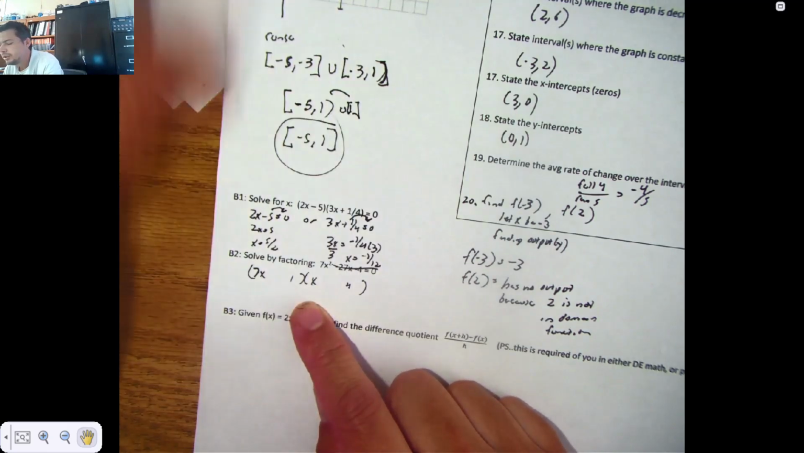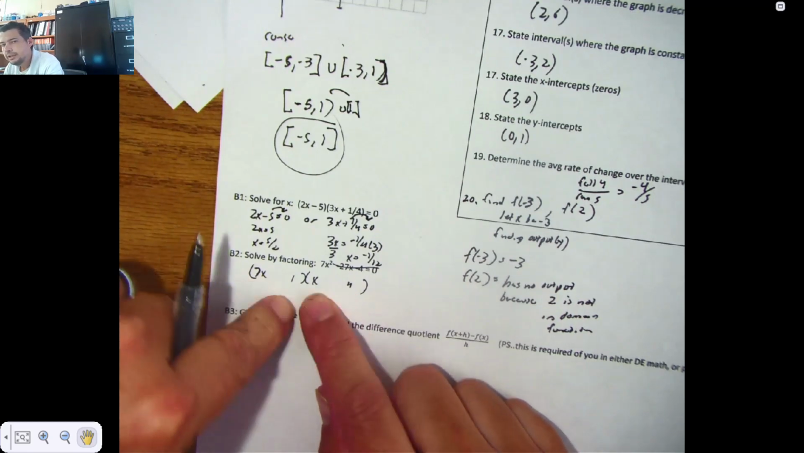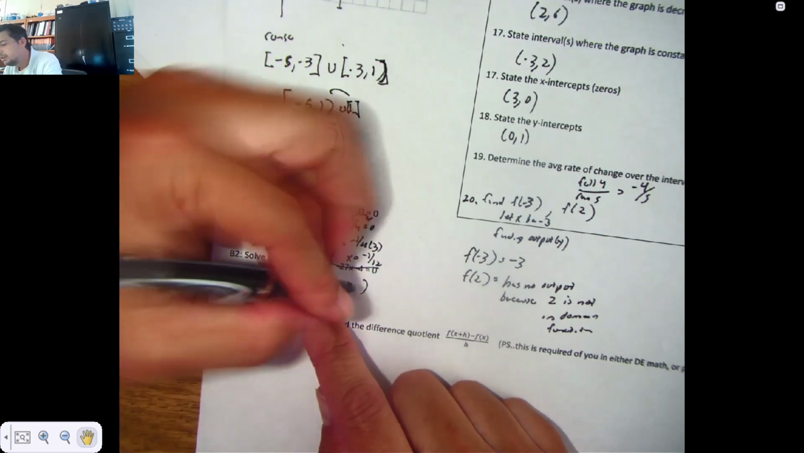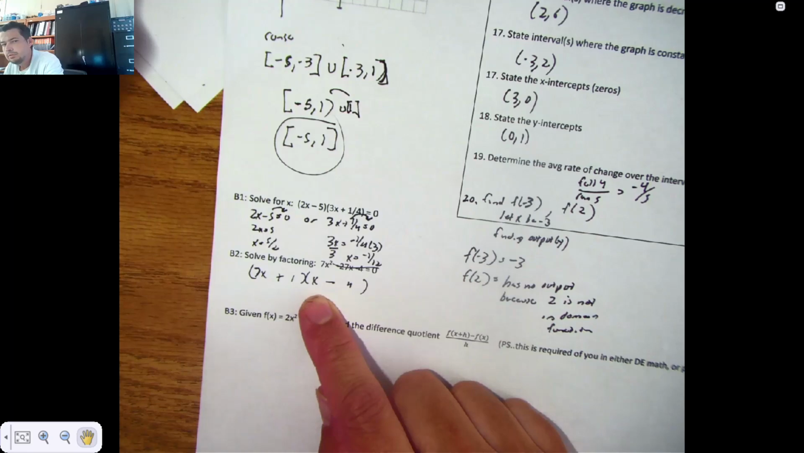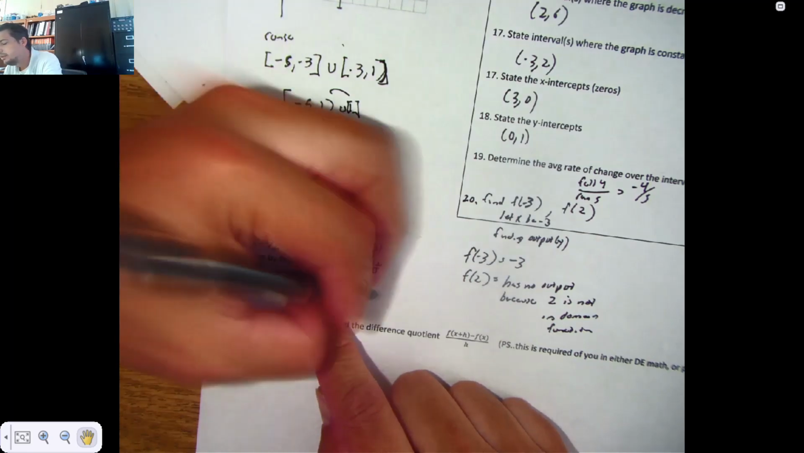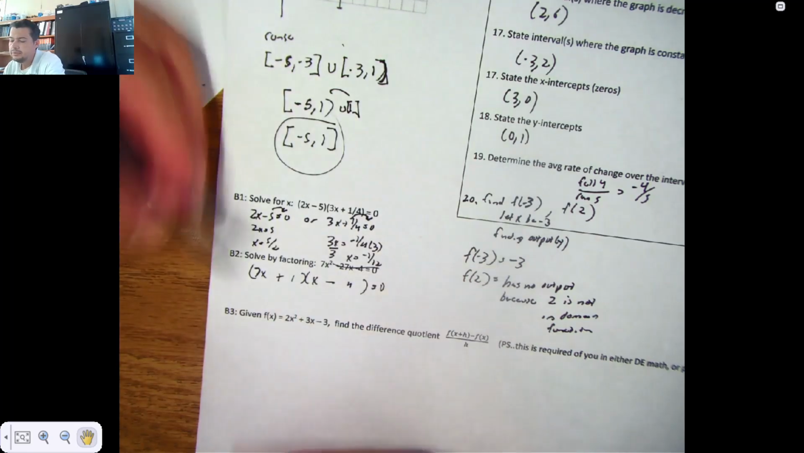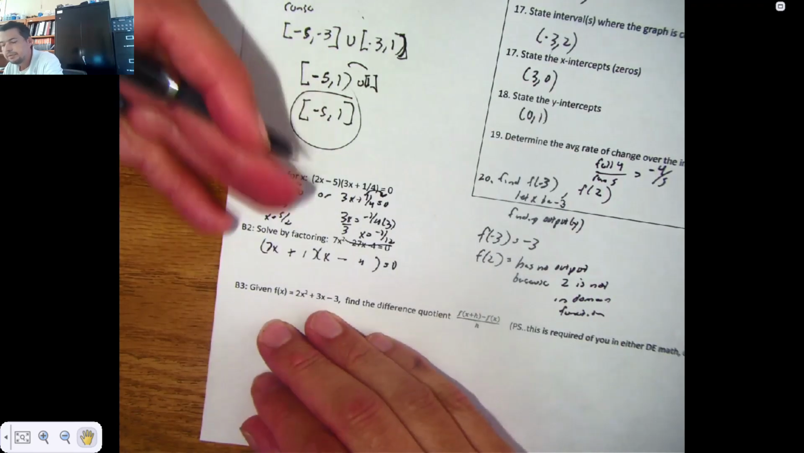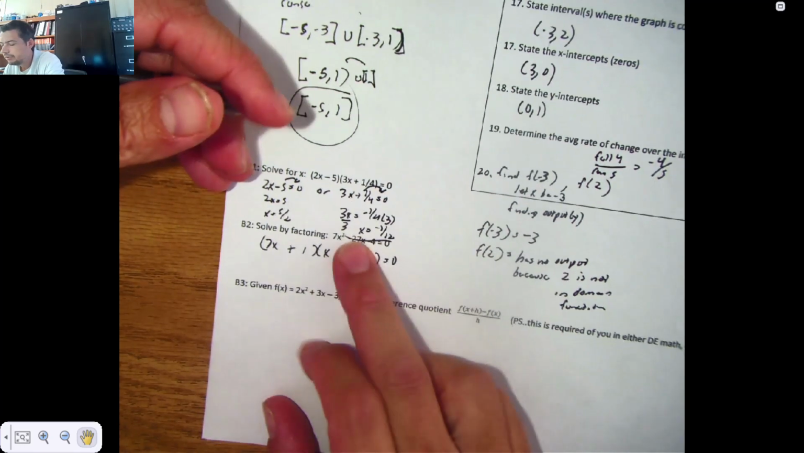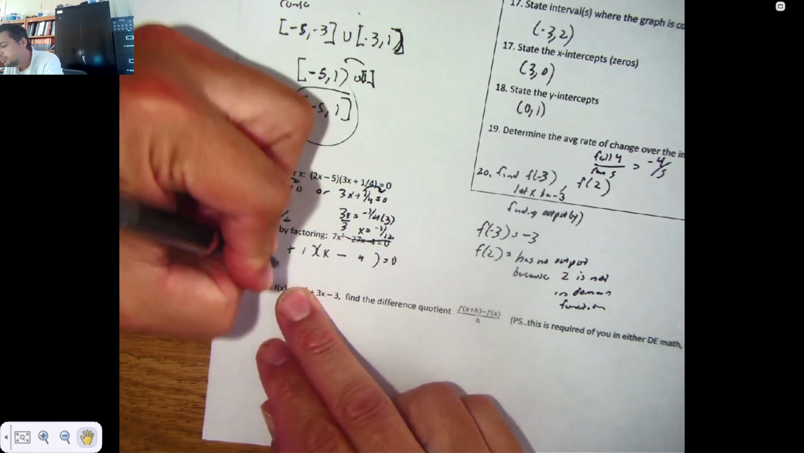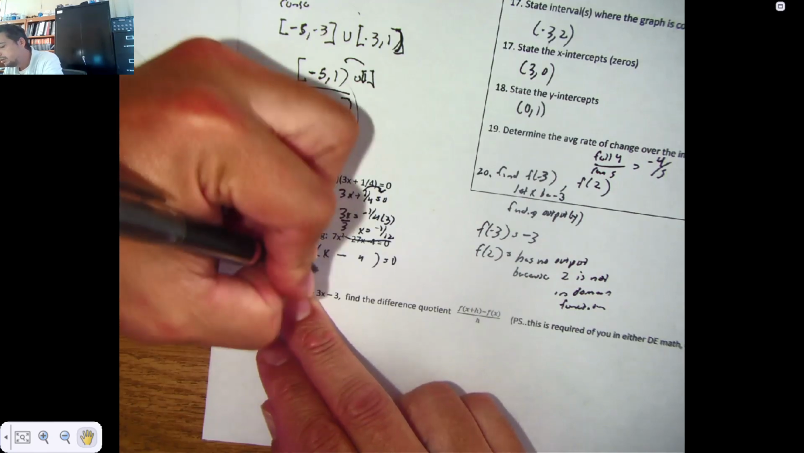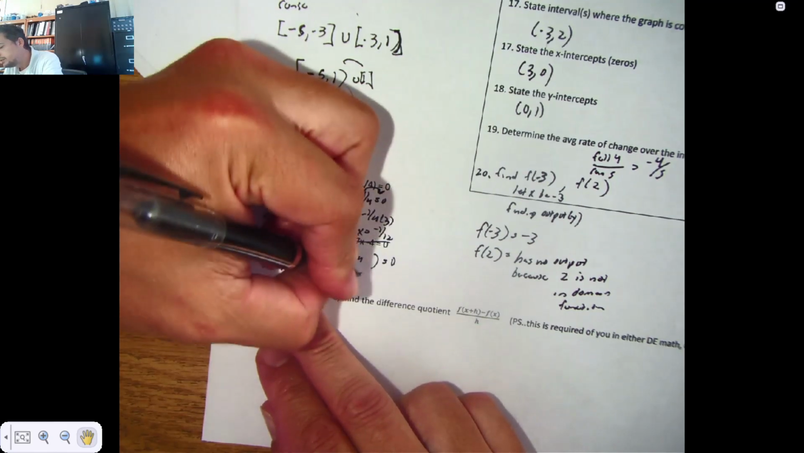I'm using guess and check. The outside makes 28. The inside makes 1. Negative 28 plus 1 is the negative 27 I need. Equal to 0. Now I use the combination. I go back and I think about how I did the first bonus. I cover up. 7x plus 1 is 0, or x minus 4 is 0.